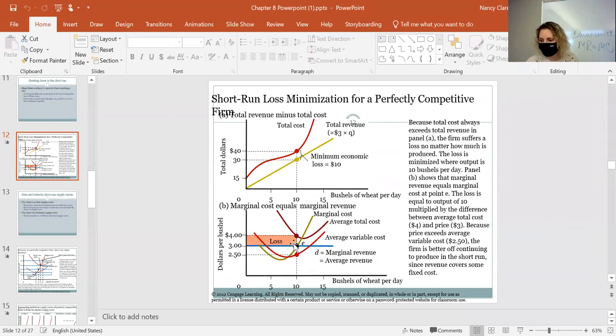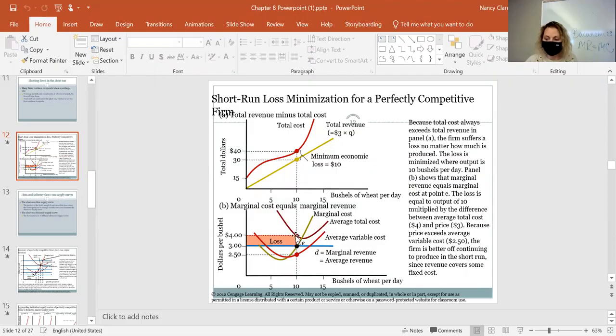Thank you for those of you who said AVC. You can see that your price of $3 sits below your AVC. You're not going to cover your costs. You already knew that because we talked about it up here, right? But down here, you can actually visually see that. Once I find my MR equals MC and I come down here and find the quantity, I need to go back up and find my price. My price is $3.